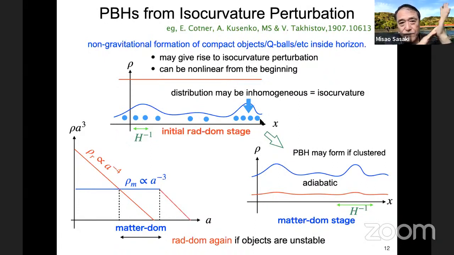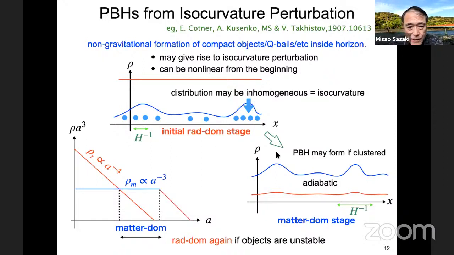So for example, in the case of Q balls and so on, you assume that they are fairly stable, but eventually they decay and disappear into radiation. So what happens in this case is that you have a radiation dominant universe in the beginning, but these compact objects eventually take over the energy density of the universe, but then decay out and become radiation again.